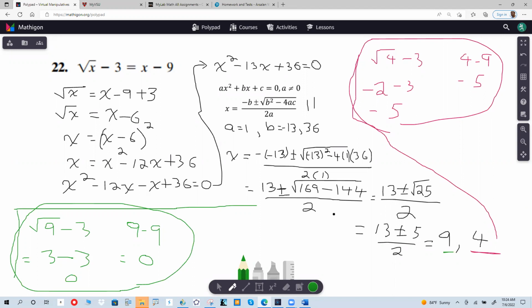So is the answer 4 and 9? Correct. And the best way to write it, of course, some of you write it like this. Some of you say the solution is 4 and 9. That's totally fine. But the quickest and the most formal way to write it would be this.